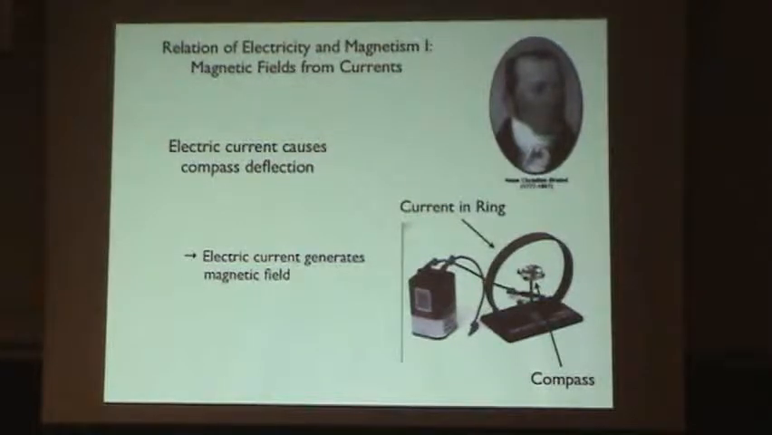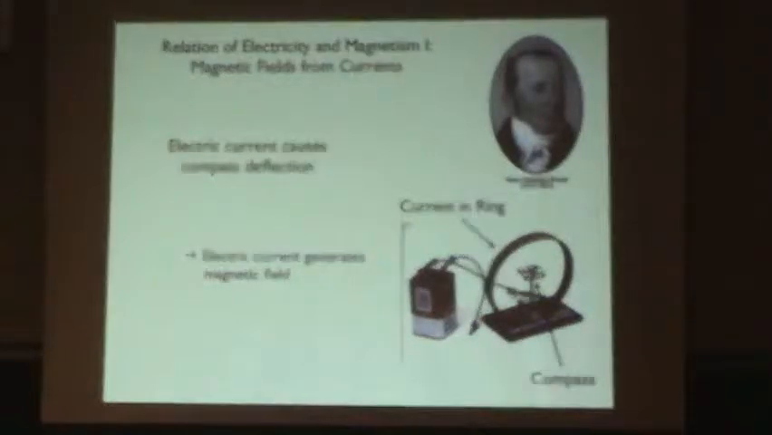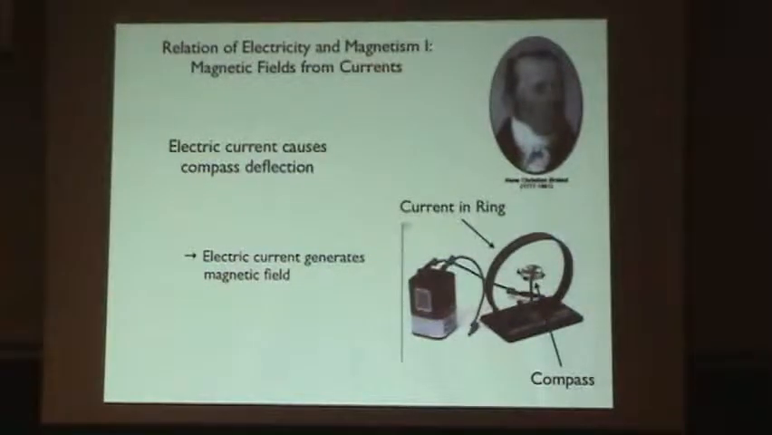And there's a simple experiment that Ørsted did, and that is to take a ring and put some wires around the ring and pass a current through the ring. And then you put a compass in the middle of the ring, and when you hook the battery up and send the current around the ring, the compass turns. Before the current is on, the compass is pointing towards magnetic north because it only sees the north pole. But after you run the current through the ring, the compass turns because a magnetic field is generated that acts on the compass. So an electric current generates a magnetic field.